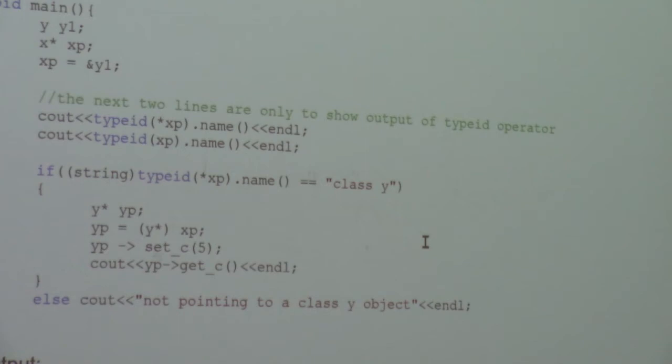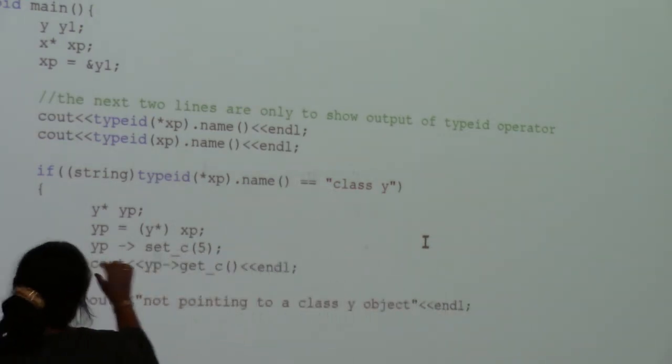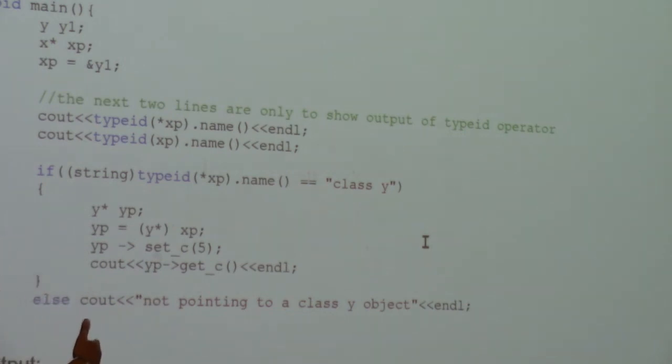Okay? So there is a way to do that. That is what we are learning. It is something new. We haven't talked about it before. And then use that information to help us. Okay? So where it says the next two lines are only to show output of the typeid operator, those are not needed every time you are using it, but if you are curious how typeid works, that is why it is there.